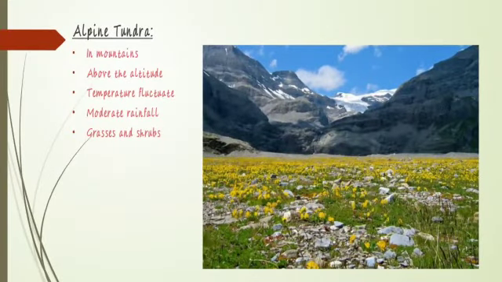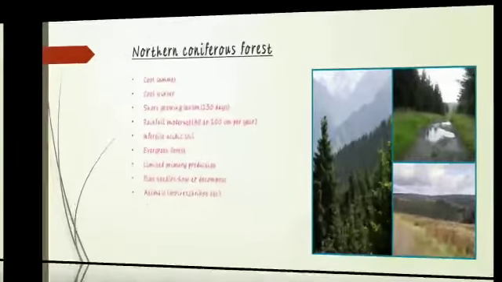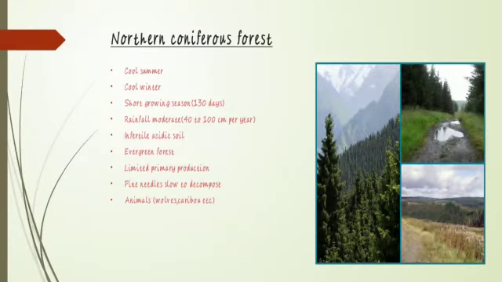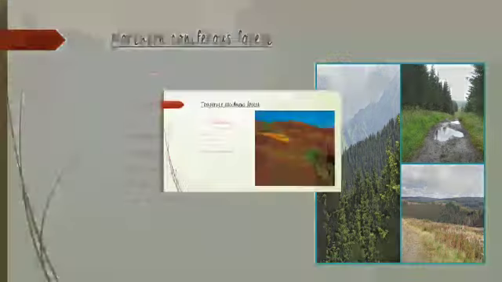The next is alpine tundra. It is present between mountains above the altitude. Temperature fluctuates. Moderate rainfall. Grasses and shrubs are the plants found there. The next is northern coniferous forest. Its summer is cool, winter is cold, with a short growing season of about 130 days, moderate rainfall of 40 to 100 cm per year, infertile acidic soil, evergreen forest, limited primary production, and pine needles that are slow to decompose. Animals include wolves, caribou, etc.